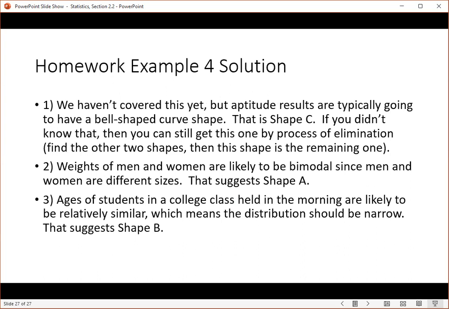Okay, so yeah, we haven't covered this yet. Aptitude tests are typically bell-shaped. That's shape C. You can also answer this by process of elimination. Weights of men and women are likely to be bimodal since men and women are different sizes. That suggests shape A. And then same thing, what I said exactly about the distribution should be narrow and tall because there's going to be small variation in a class that's filled with morning full-time students.